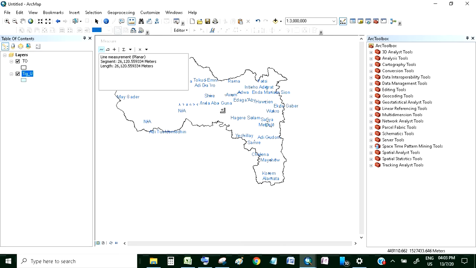Then there is a, which we have already discussed before, which is the nearest neighbor distance.